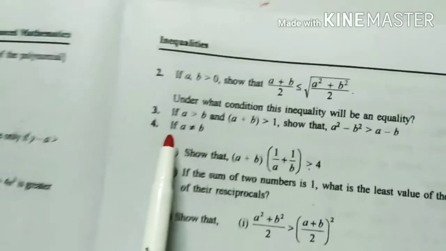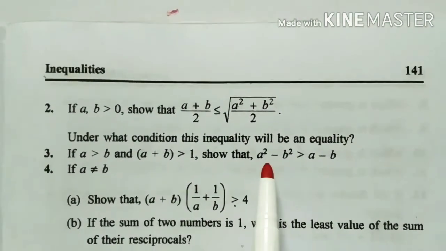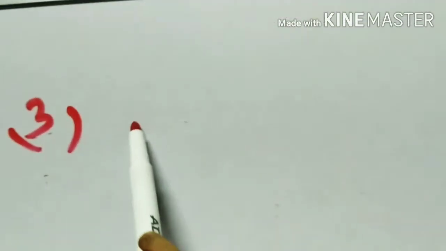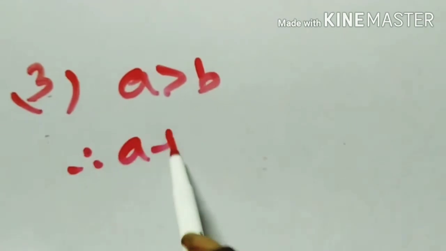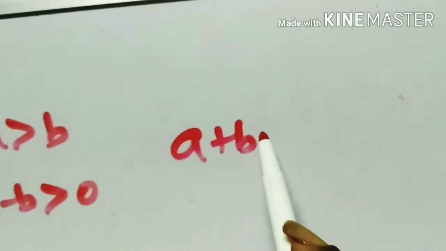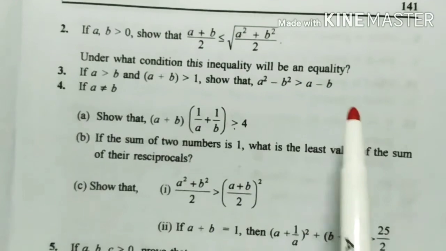In the third question, it is given that a is greater than b and a plus b is greater than 1. We have to show that a square minus b square is greater than a minus b. Since a is greater than b, therefore a minus b is greater than 0. And second, it is given that a plus b is greater than 1. We have to prove that a square minus b square is greater than a minus b.